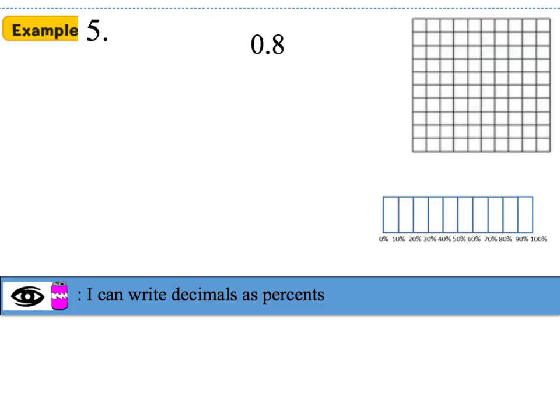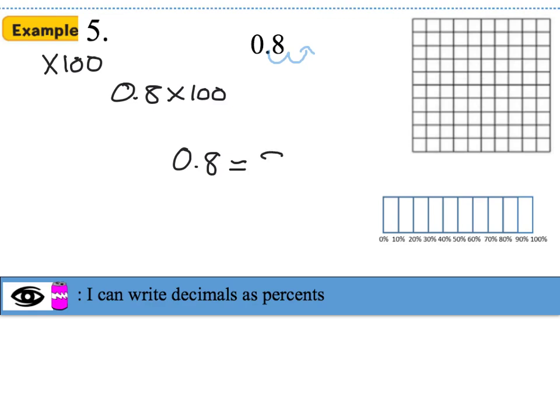So let's go ahead and write 0.8 as a percent. I know that anytime I want to make a decimal a percent, let's just multiply it by 100. So if I take 0.8 and multiply it by 100, I know that the number is getting larger because I'm multiplying. I can use the shortcut and move the decimal 2 spaces to the right. And once again, I moved it to the right because the numbers are getting larger when I multiply by 100. So I know that 0.8 is equal to 80%.